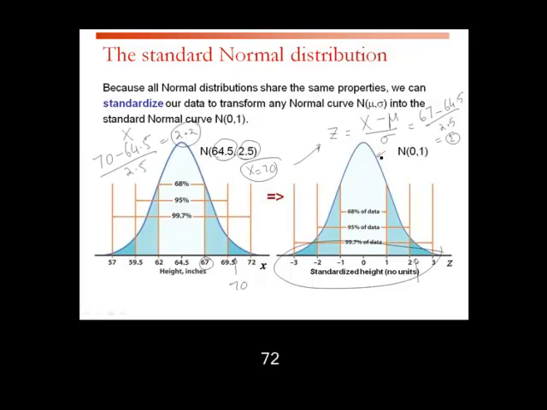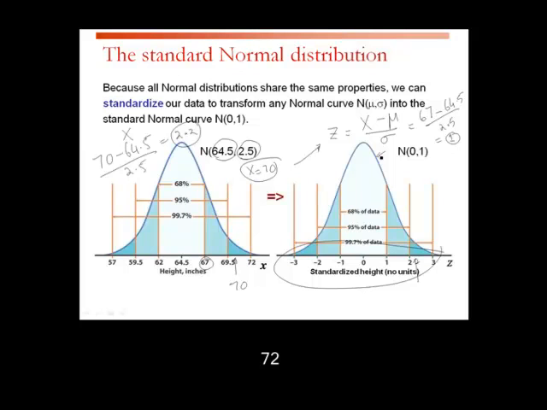Are you okay with the calculation? The calculation is very simple. Take the value, subtract the mean, divide the difference by the standard deviation. That process is called standardization. And that will always be true. The process is always the same. Take the value, subtract the mean from it, divide the difference by the standard deviation.